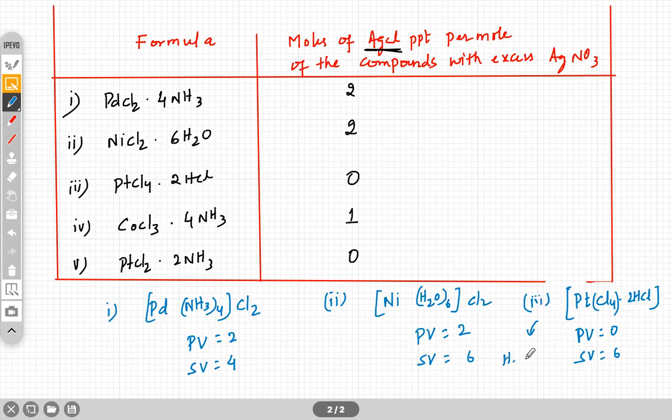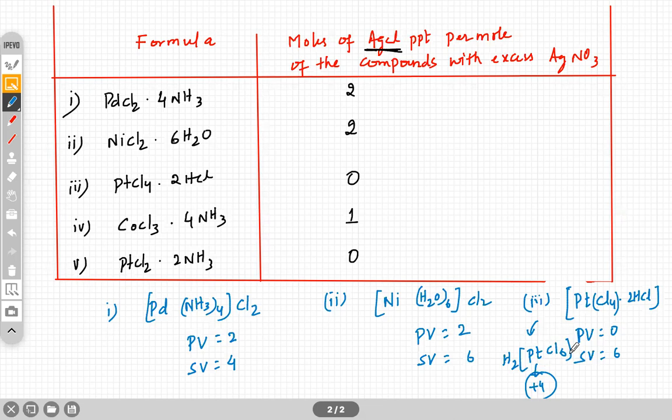Because if you write down H2PtCl6, then the charge on platinum you are getting as +2, -2, -6, so +4 over here. But +4 is not the primary valency. Actually, what happens is, out of 6 Cl, 4 Cl satisfy the primary valency. But this AgCl precipitate is only possible when the chlorine is present outside the complex.